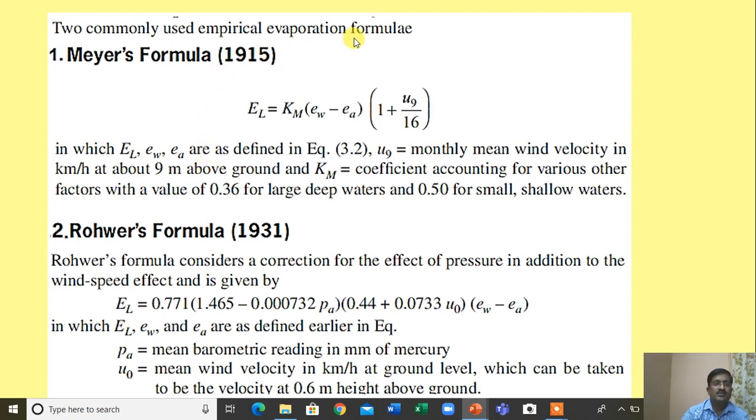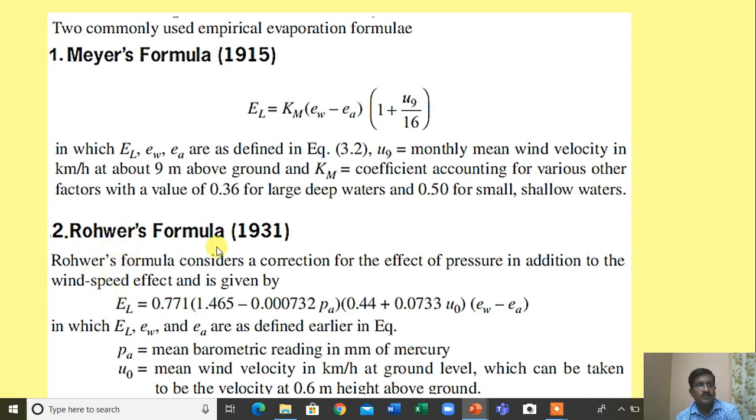Now, two commonly used empirical evaporation formulae. Meyer's formula, which was constituted in 1915: EL equals Km times (EW minus EA) times (1 plus U9 divided by 16), in which EL, EW, EA are defined as in the earlier equation. U9 is the monthly mean wind velocity in kilometers per hour at 9 meters above the ground, and Km is the coefficient accounting for various other factors, with a value of 0.36 for large deep waters and 0.5 for small shallow waters.